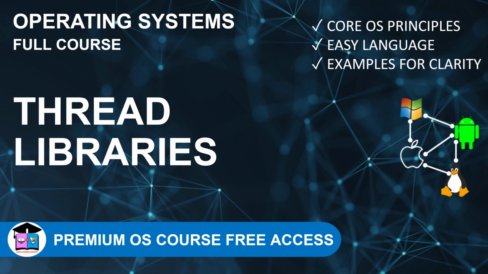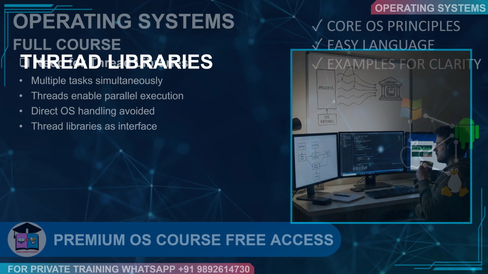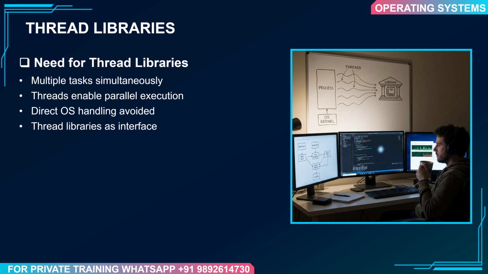Let's simplify thread libraries. Imagine you are building an application that needs to do many things at the same time. Maybe it has to handle user input, download data from the internet, update the screen, and write logs to a file, all without freezing. You already know that threads make this possible by allowing multiple paths of execution inside the same process. But here is the key question that developers face in the real world. How do we actually create and manage these threads in our programs?